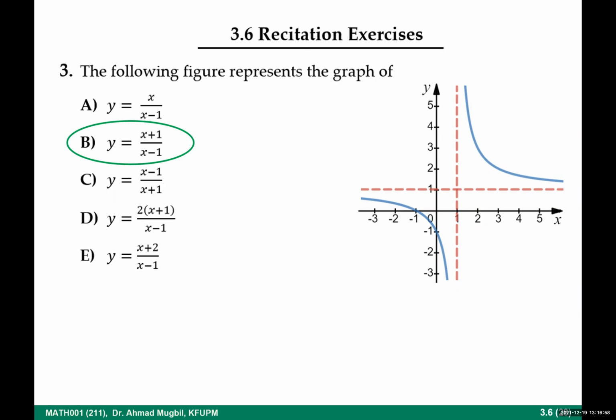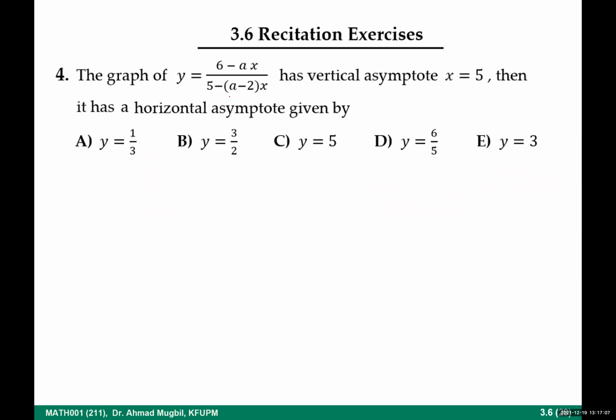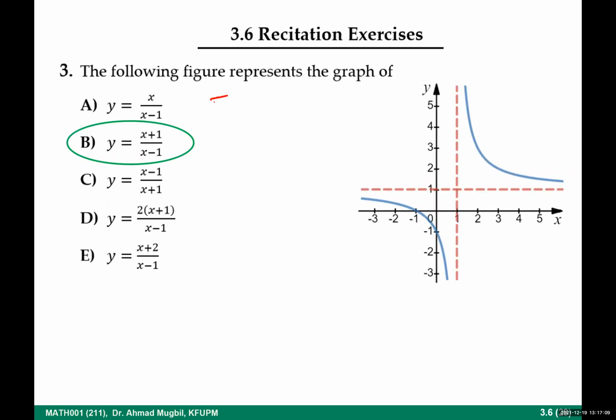Okay, let's start. In such kinds of questions, Shabab, you need to get your information from the graph. So let's start from here. From the graph, what is the vertical asymptote? X equals 1. This will now help me to exclude the choices that are not possible.